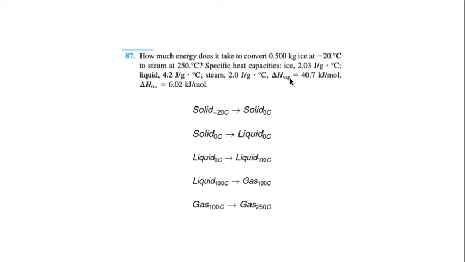So make sure you have your appropriate units, and then at the end, you'll add all those values together, and that will be the heat energy that is required, the heat energy that must be absorbed in order to convert that much ice at negative 20 to steam at 250 degrees Celsius.